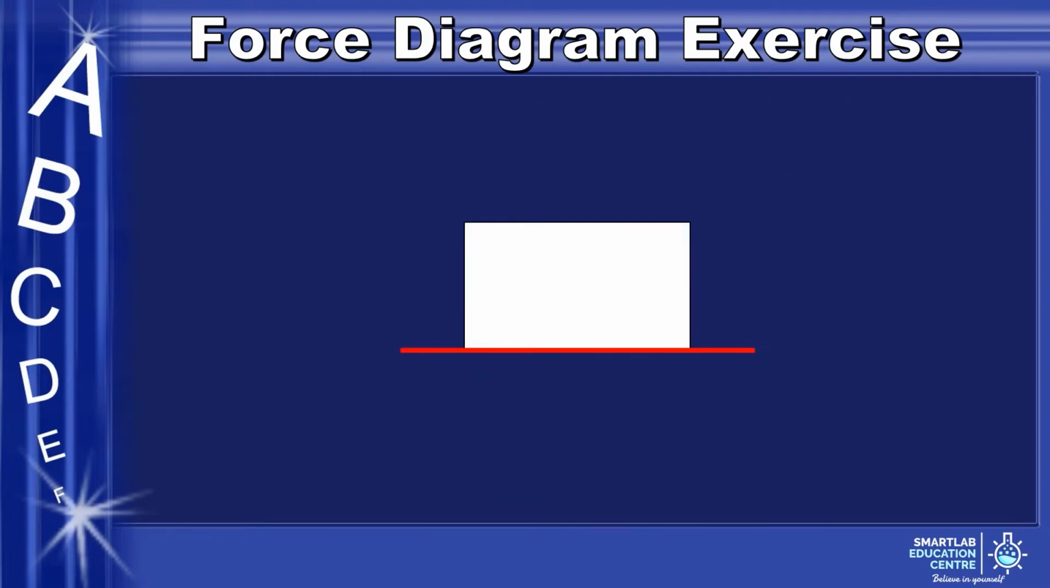Here is another scenario. A block is moving along the floor of a rough surface. How should the diagram look like? Here is what the diagram should look like.